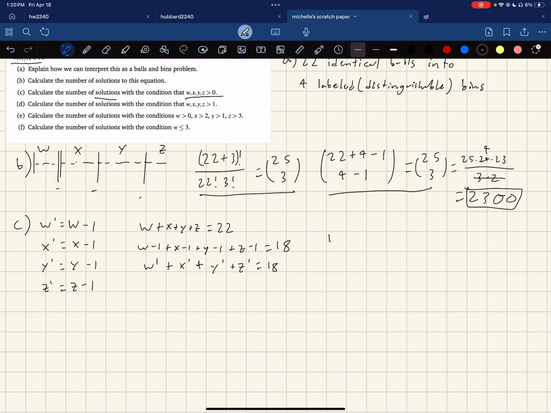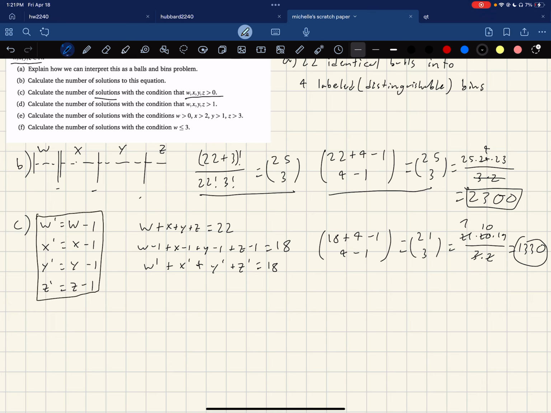So we have 18, which is the number of balls, plus 4 bins minus 1, over 4 minus 1, which is equal to 21 choose 3. This equals 21 times 20 times 19 over 3 times 2. This is 7, this is 10. 10 times 19 is 190, times 7 is 1330. So you might be asking, how do we come up with this substitution of w prime equals w minus 1?